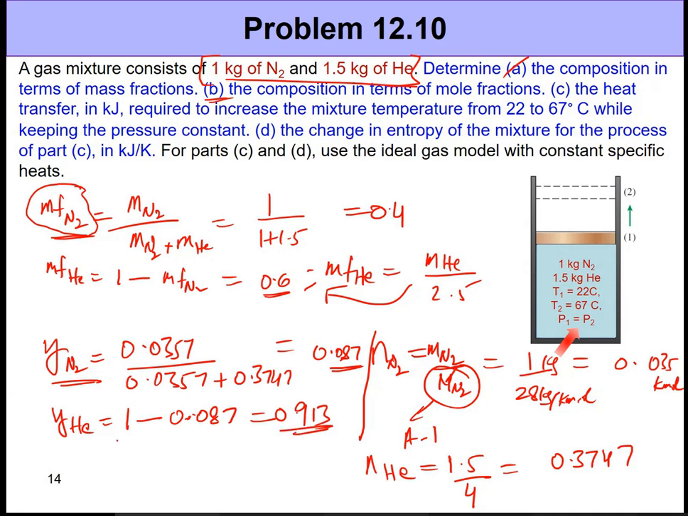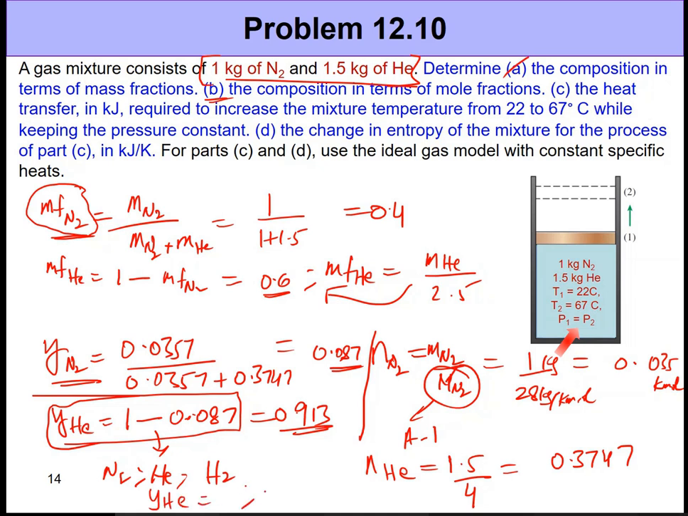Now, a very important point: you're seeing that I'm just calculating the mole fraction for helium by taking it as 1 minus the mole fraction for nitrogen. This applies only if you're dealing with a two component mixture. If we had nitrogen, helium, and hydrogen in here, we cannot do this. You would actually need to calculate the mole fraction for helium, and then for the last one you could do this, where you subtract 1 minus the mole fractions of all other components.